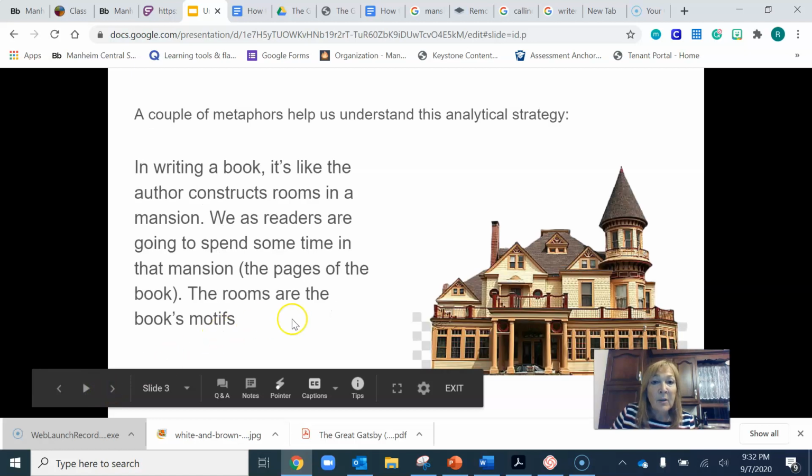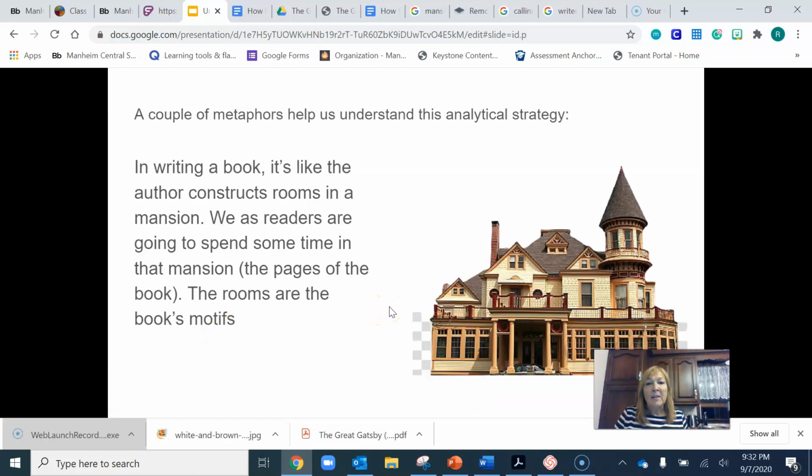All right, so a couple of metaphors are going to help us understand this analytical strategy, and I hope you'll bear with me here. In writing a book, it's like the author constructs a mansion for us, and he or she is going to take us into that mansion and show us the rooms of the house. We as readers are going to spend some time in that mansion, the pages of the book, and the rooms are the book's motifs.